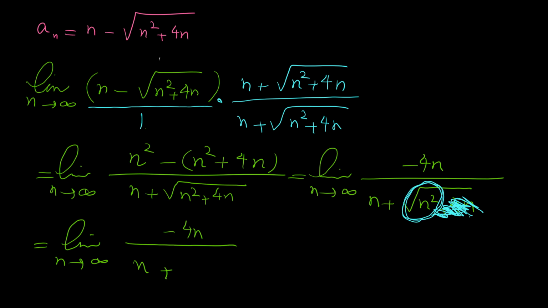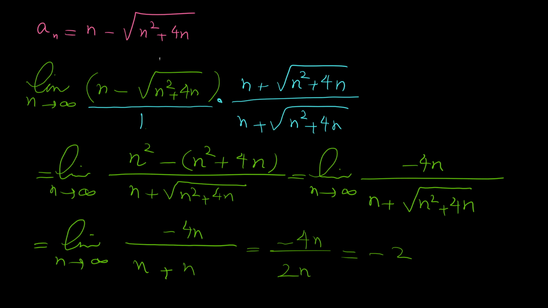If we ignore this term, we have radical n to the 2. What is the square root of n to the 2? It is n. So in the denominator we have n plus n. So we have negative 4n divided by 2n, and the answer is negative 2. So as you can see, this method is very short and very effective. We can simply find these limits.